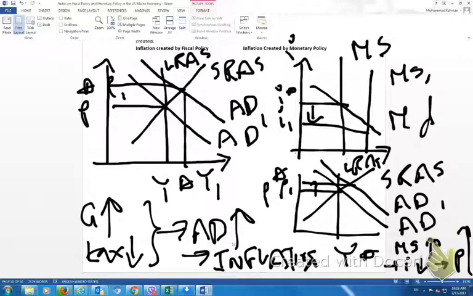So therefore we can see that there are two ways inflation can happen, right? From the fiscal side, if there is an expansionary fiscal policy, such as an increase in government expenditure or a cut in tax, prices go up and inflation happens. If there is an expansionary monetary policy on the monetary side, meaning that there is an increase in money supply, that will cause interest rate to go down, and if interest rate goes down, your price level goes up, which means that inflation is caused.